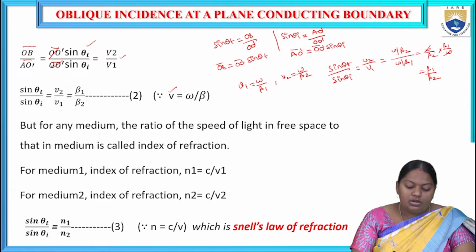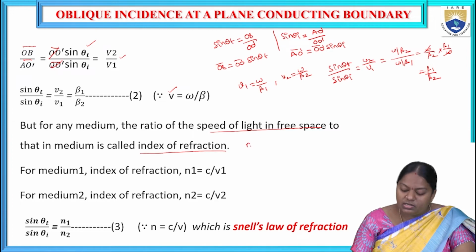Next, one more relation. To derive it, we consider that for any medium, the ratio of the speed of light in free space to the speed of light in that medium is called the index of refraction. The index of refraction is represented by small n and is given by C by V, where C is the velocity of light in free space and V is the velocity of light in the respective medium. So n is equal to C by V, where n is called the index of refraction.